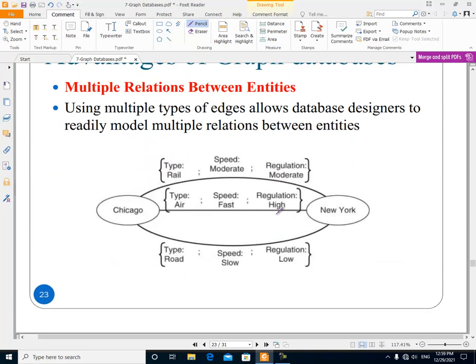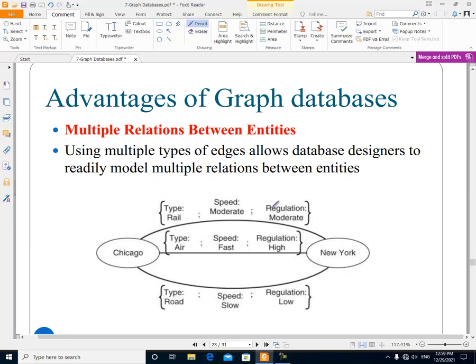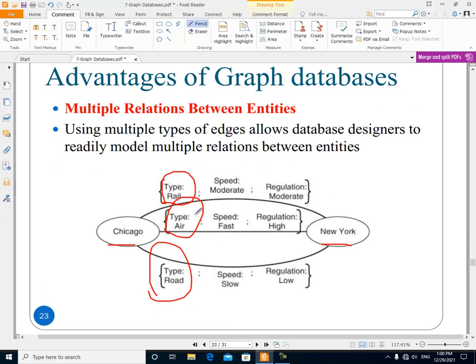Another advantage of graph databases is that we can have multiple types of edges between two nodes. For example, here the nodes are two cities, Chicago and New York, and we have three relations between them. The first is the railway path, the second is the airplane, and the third is the road between the two cities. So we can have multiple relations between two entities. This is one of the advantages of the graph database.